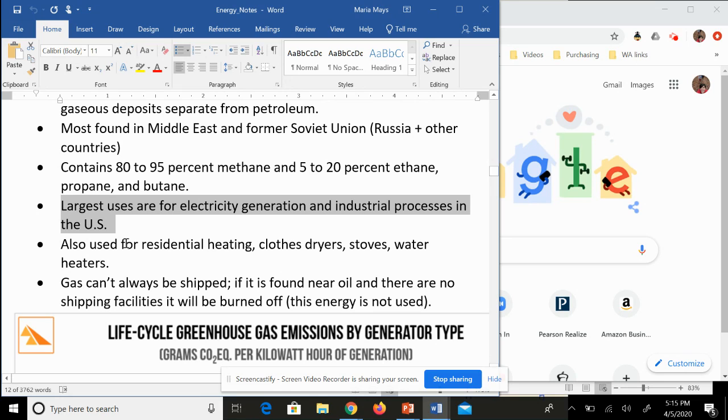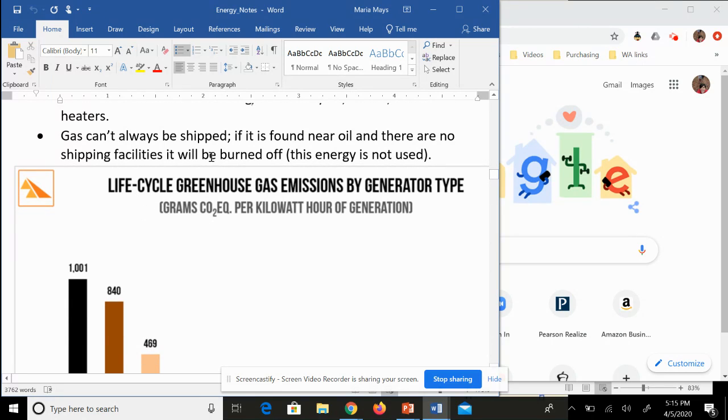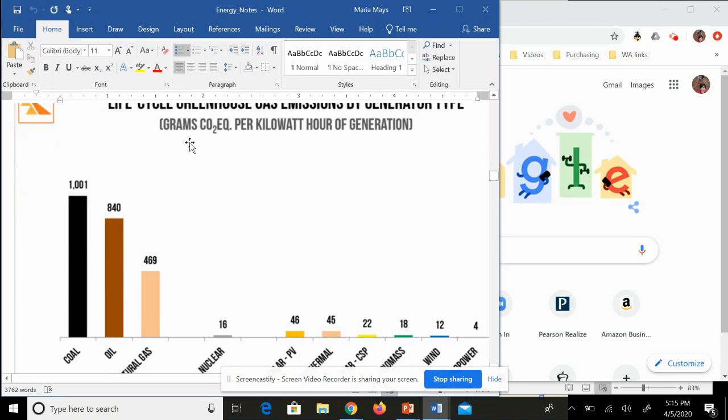It can also be used for residential heating, clothes dryers, stoves, and water heaters. And I don't know anybody who's had a clothes dryer that runs on natural gas in the US, but that's probably a bigger category in other countries. And I've only known a few people who actually use gas for heat. So it's not quite as common in the US as it is in other places. Gas can't always be shipped if it is found near oil and there are no shipping facilities. Sometimes it is just burned off. You'll actually see the well on fire and it's just being wasted.